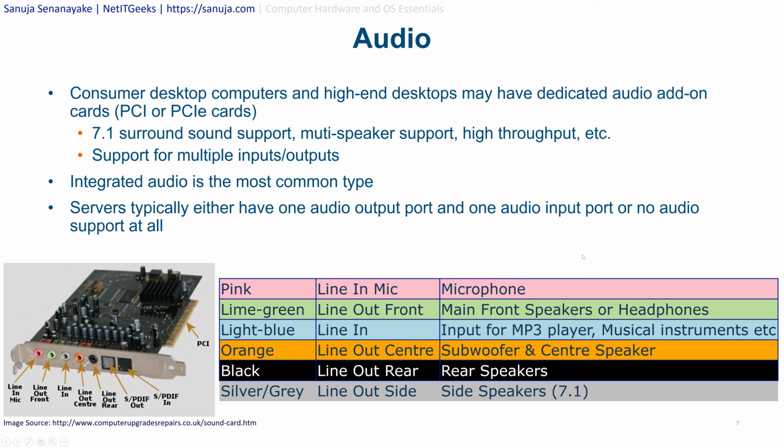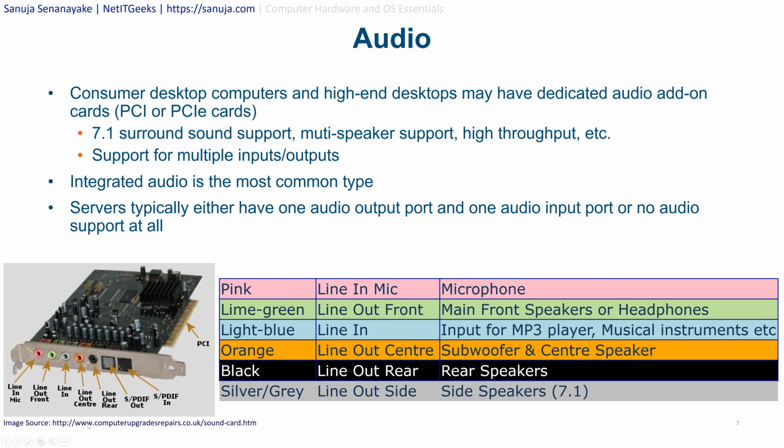Audio. Consumer desktop computers and high-end desktops may have dedicated audio add-on cards. Those could typically be PCI cards, but they can also be PCIe cards. And those types of audio cards can support 7.1 surround sound as well as multi-speaker with very high throughput, and support multiple input and output as well. So keep that in mind. Some consumer high-end desktops may even have this type of audio already built into the motherboard itself, but it could also be a PCI or PCIe card.